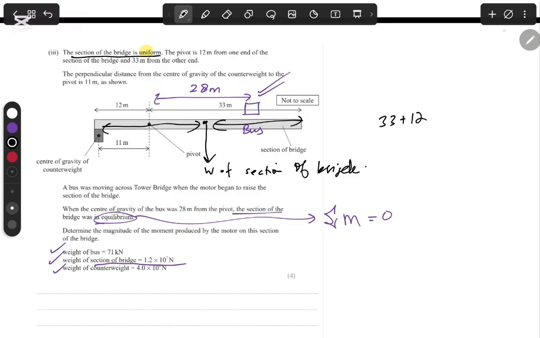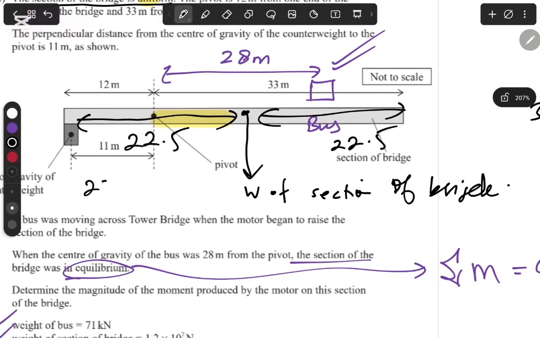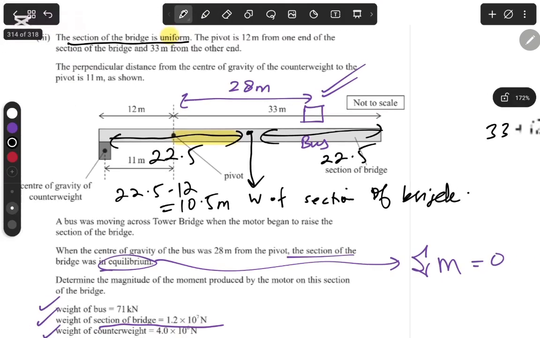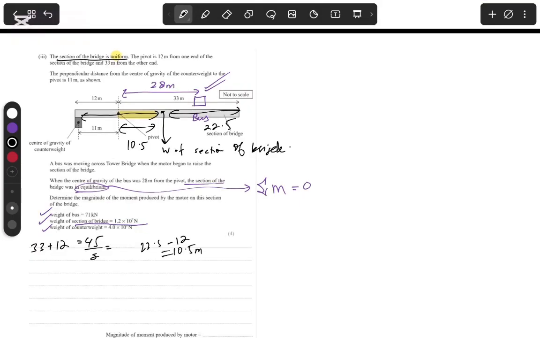So we're going to do 33 plus 12. We're going to get 45. Divide that by 2, you get 22.5. So this is going to be 22.5 and this is going to be 22.5. Now we need the distance from the pivot. So we need this distance right over here. So I'm going to do 22.5 minus 12, which is going to be 10.5 meters. That's going to be my distance from the pivot to the weight of the section of the bridge. Okay, so I've plugged in everything and arranged everything there as well.